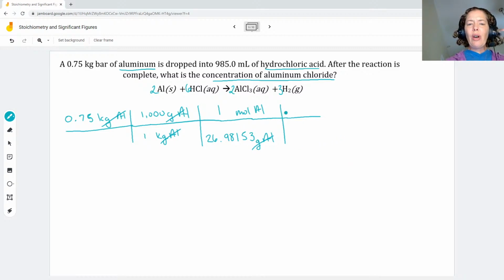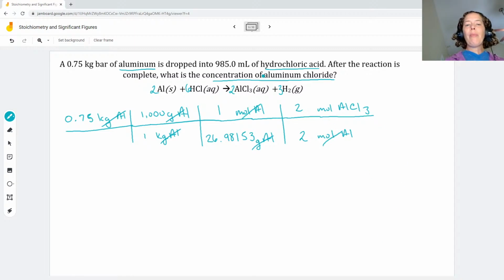Okay, so let's just get our units in first. Moles of aluminum, and I'm trying to predict aluminum chloride. So I'm going to moles of aluminum chloride. Let's get our stoichiometric coefficients. I have a 2 in front of the aluminum here, and I also have a 2 in front of the aluminum chloride. Okay, great. So my moles of aluminum have canceled.